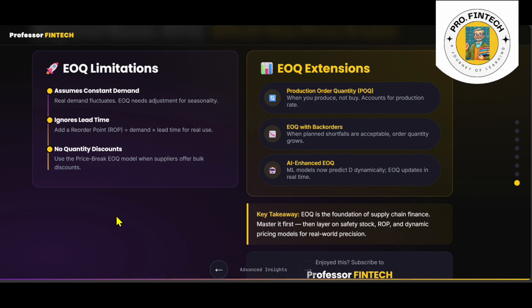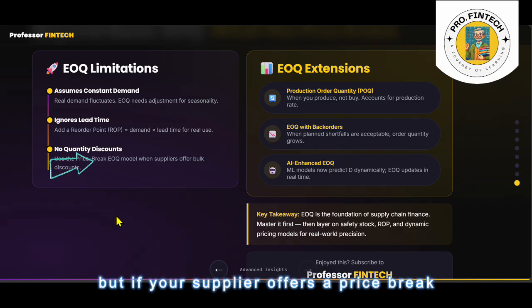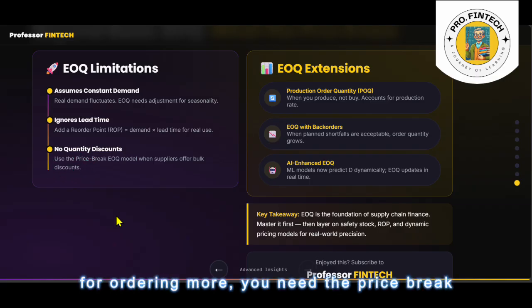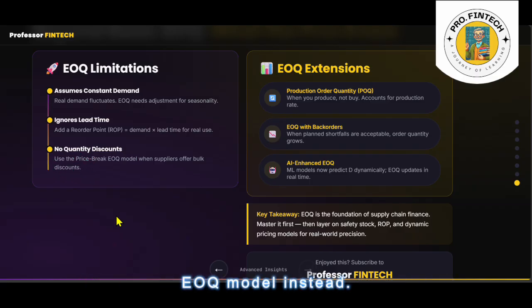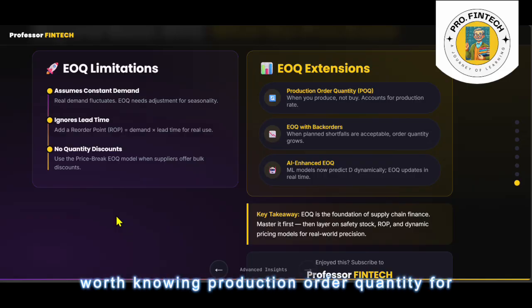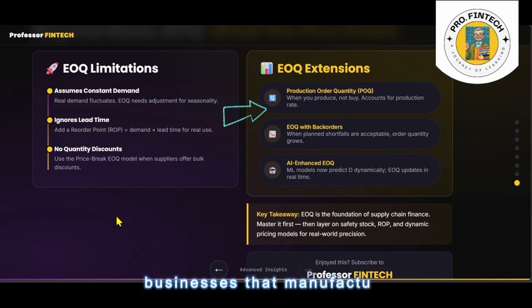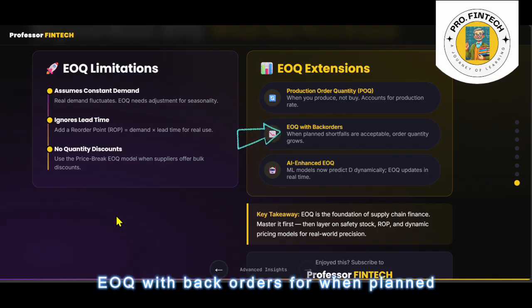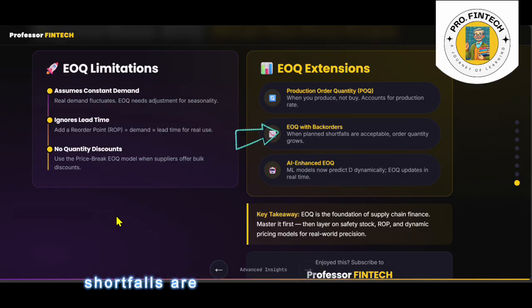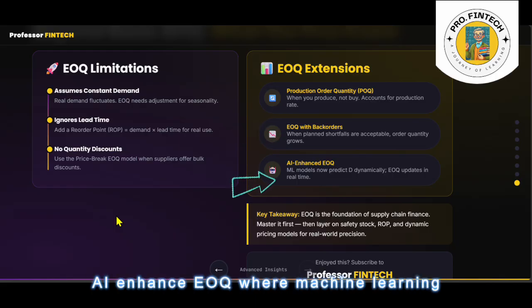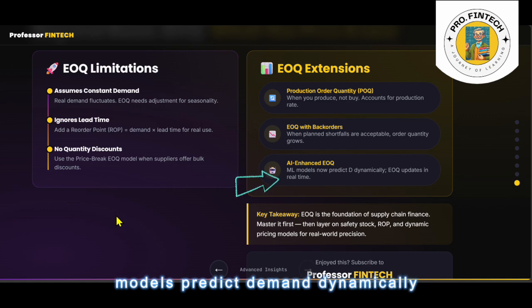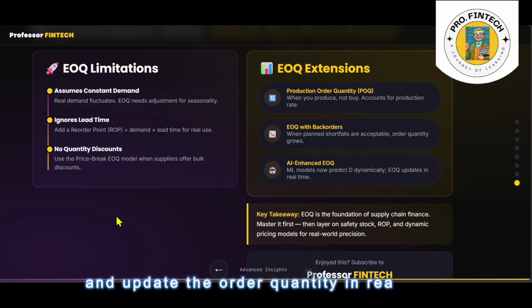It assumes no bulk discounts, but if your supplier offers a price break for ordering more, you need the price break EOQ model instead. And there are extensions worth knowing. Production order quantity for businesses that manufacture rather than purchase. EOQ with back orders for when planned shortfalls are acceptable. And increasingly, AI enhanced EOQ, where machine learning models predict demand dynamically and update the order quantity in real time.